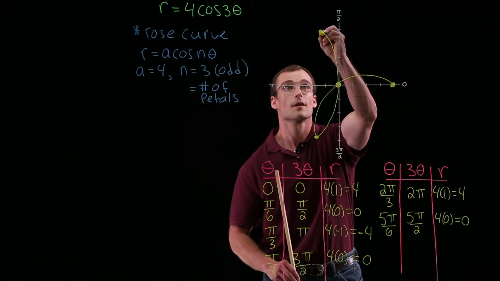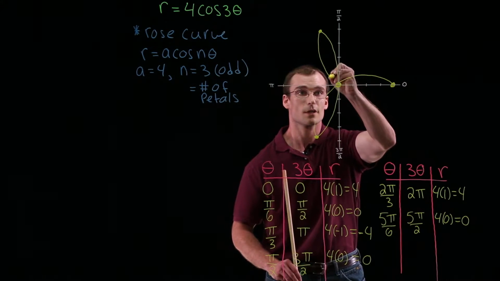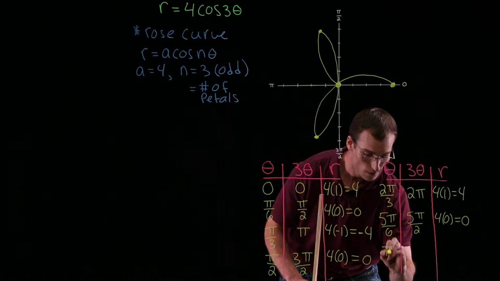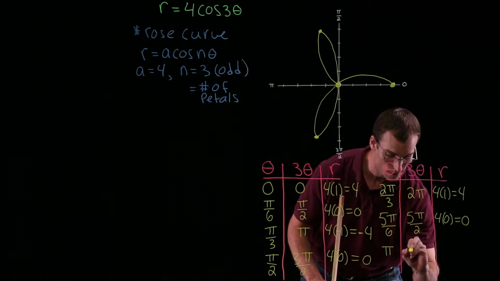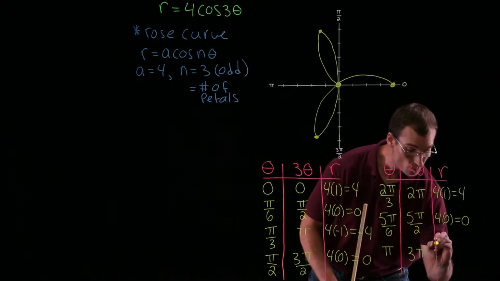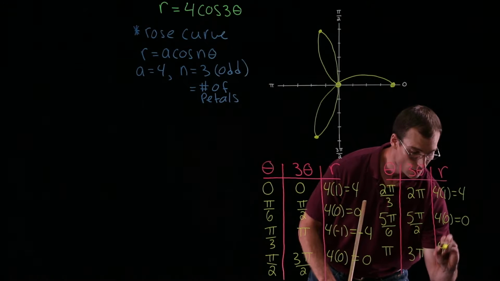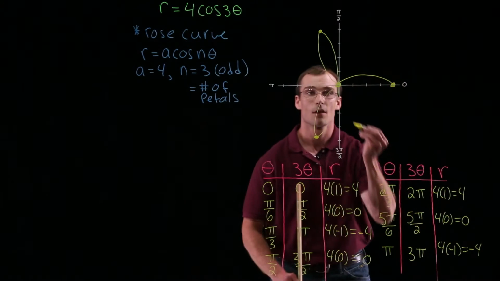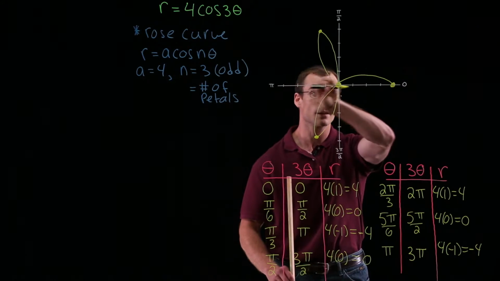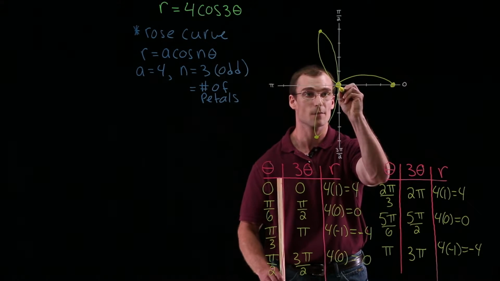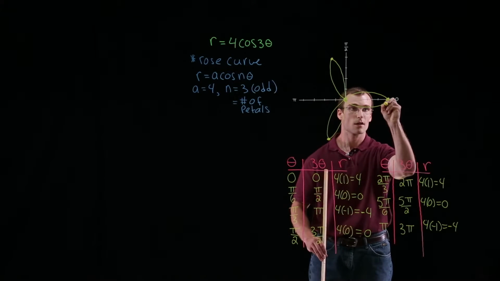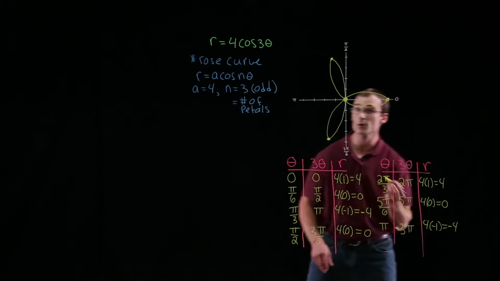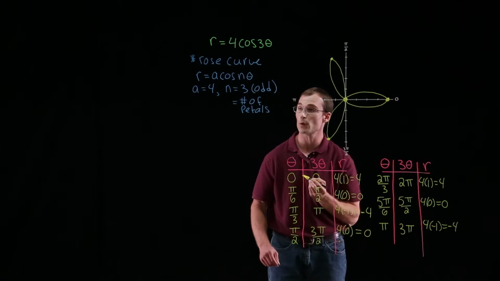So from this point, actually back to our origin here, and lastly, we'll take theta to be pi, and 3 times that, we get 3 pi, and cosine at 3 pi is -1, so our r is -4. So at angle pi, again going in the opposite direction, a distance of -4 from that, and completing our curve. So there we go. We have our rose curve with 3 petals, like we said we would.